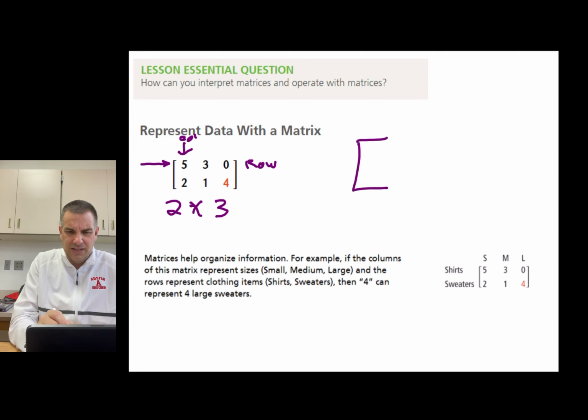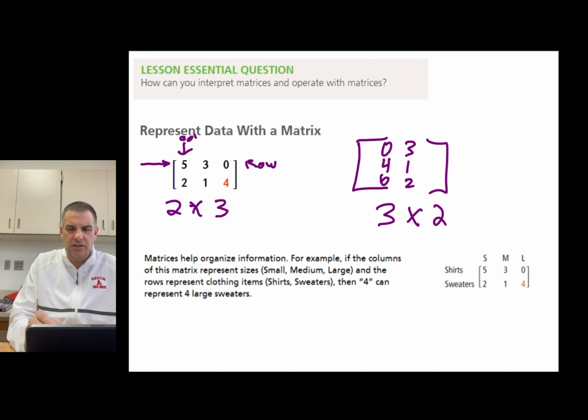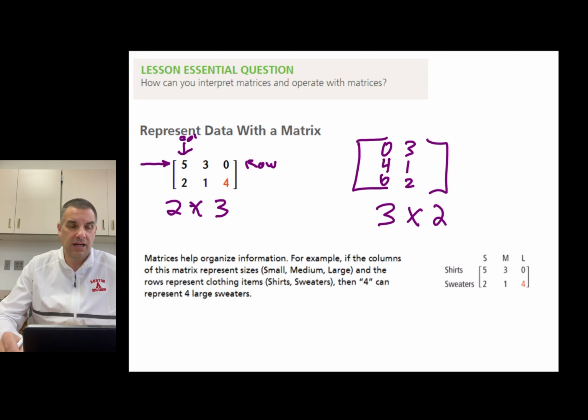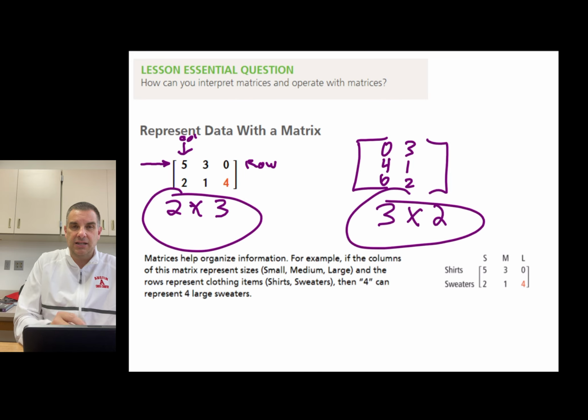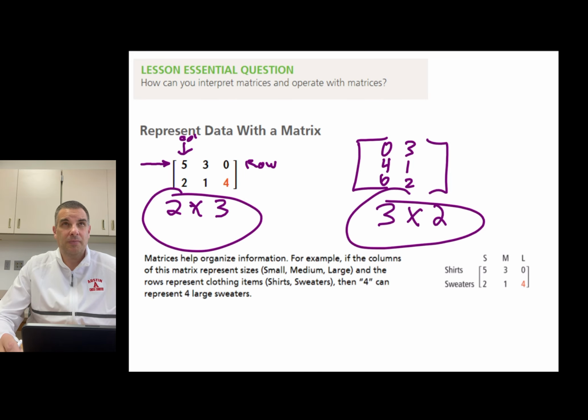So if I have something, let's say we have 0, 4, 6, 3, 1, 2. This has 3 rows and 2 columns. So this is a 3 by 2 matrix. Again, just a way to organize data. And you're going to need to be able to name these, because for adding, subtracting, and multiplying, certain things have to happen with the matrices. They have to have the same number of rows or the same number of columns in order to multiply them. So being able to give their dimensions, so to say, really is important.